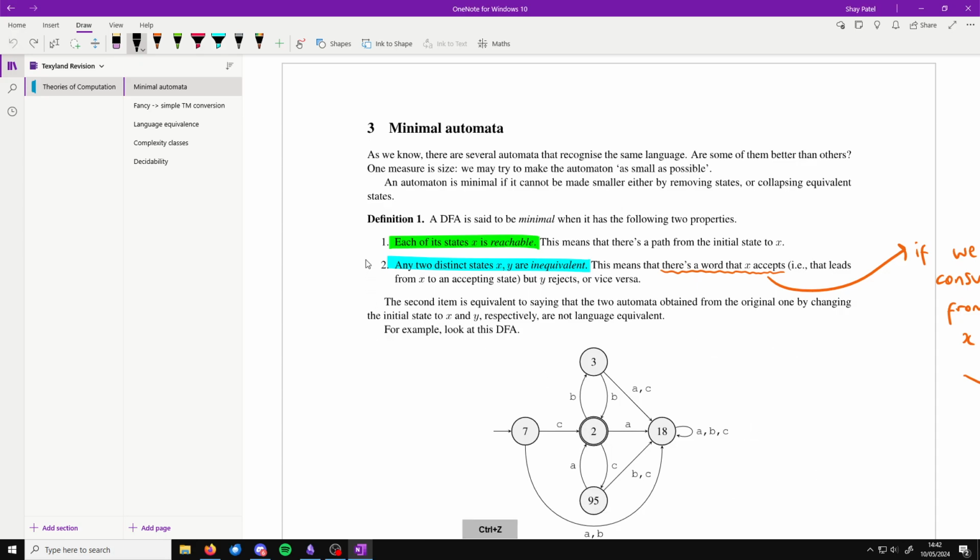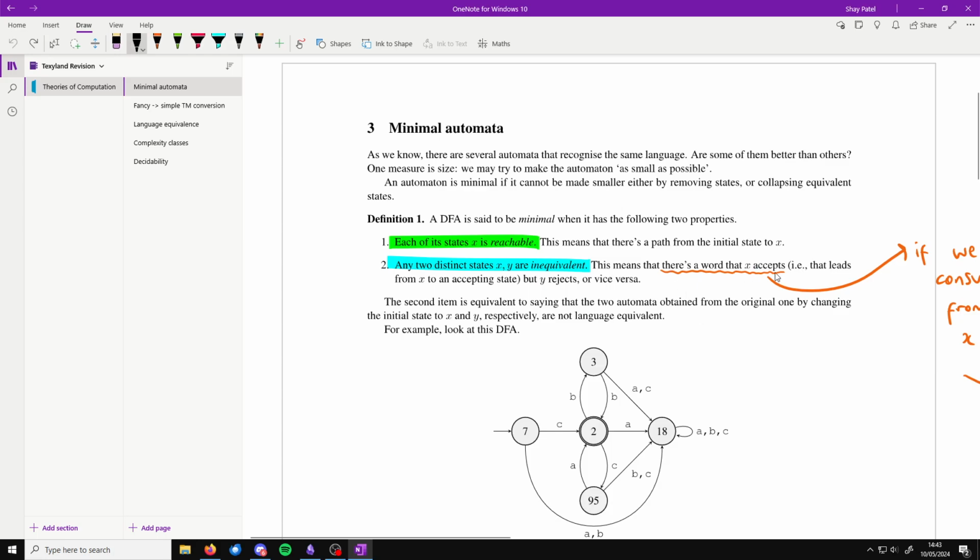And then the second condition is that any two distinct states, X and Y, in our DFA are not equivalent. So no two states are equivalent. And this means there's a word that X accepts, that leads from X to an accepting state, but Y rejects, or vice versa.